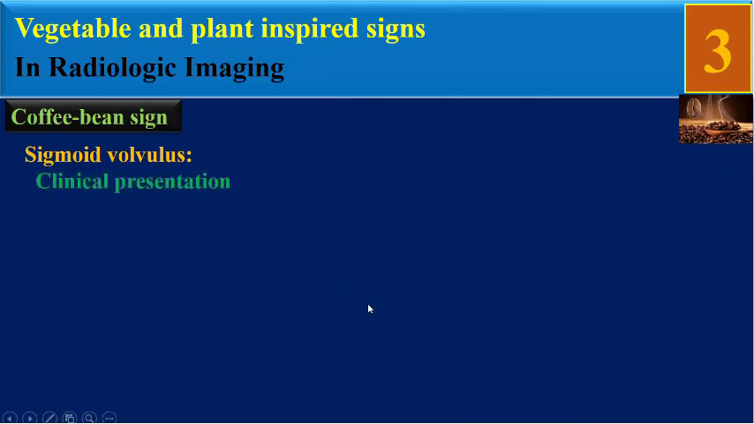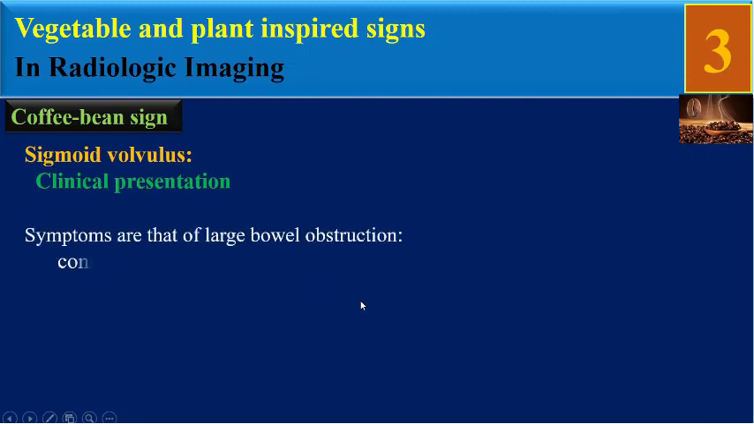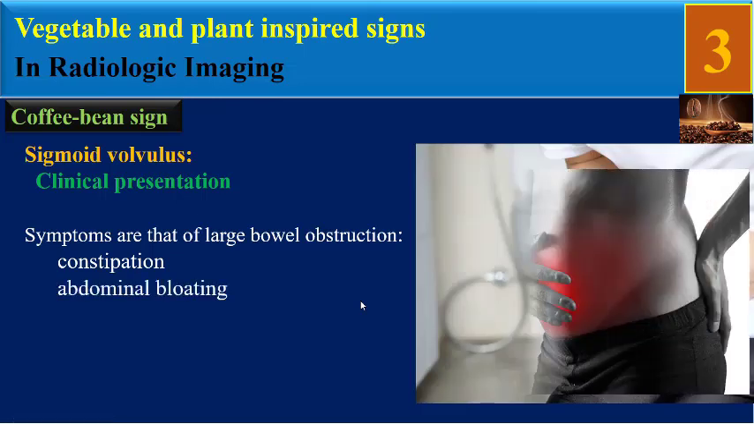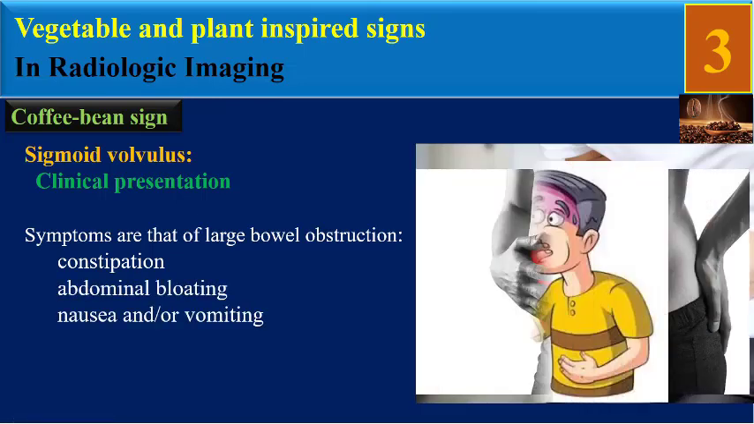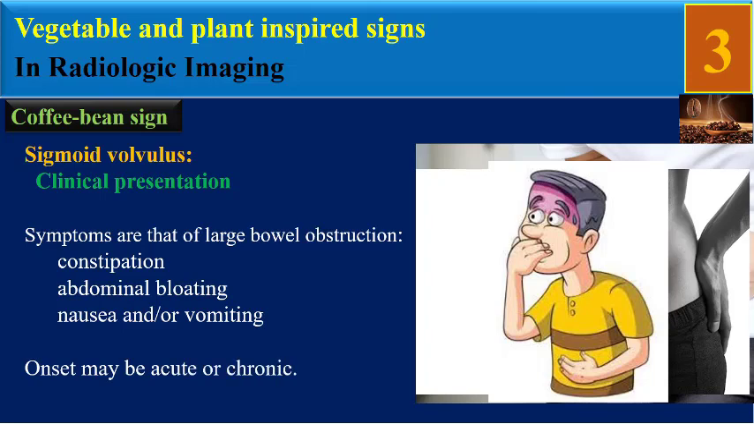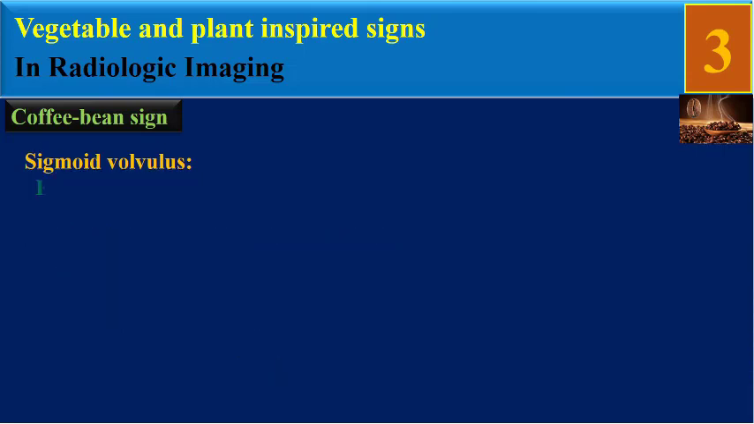What is the clinical presentation? Symptoms are that of large bowel obstruction, including constipation, abdominal bloating, and nausea and/or vomiting, which onset may be acute or chronic. What is the etiology?